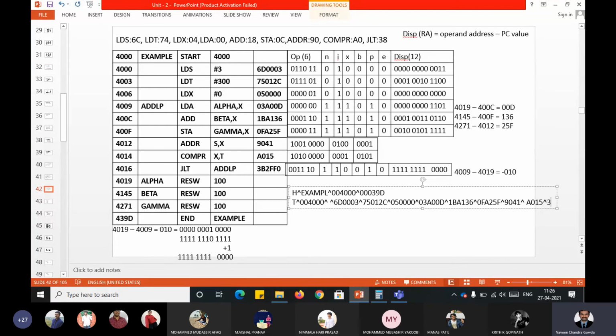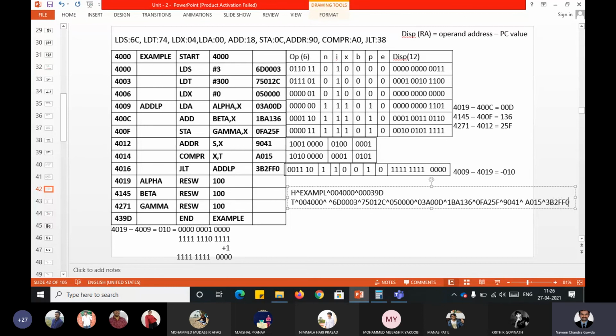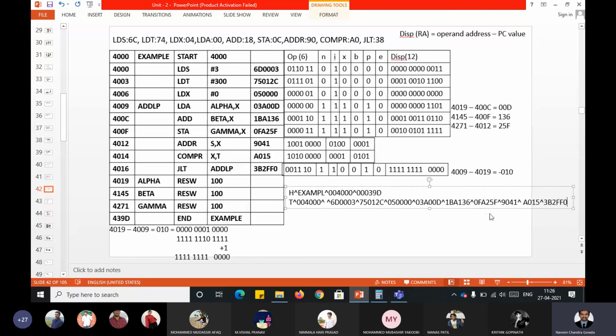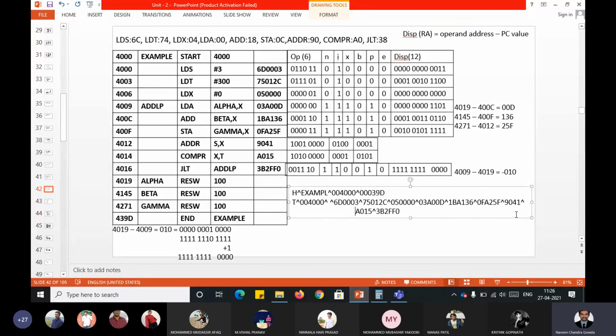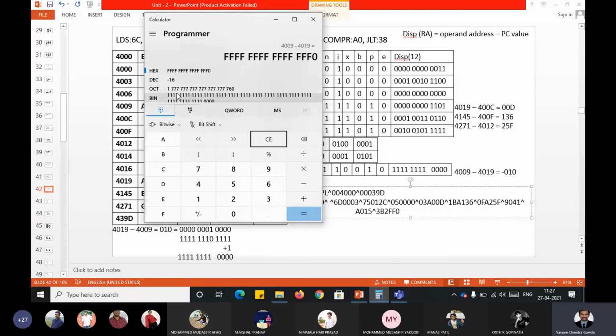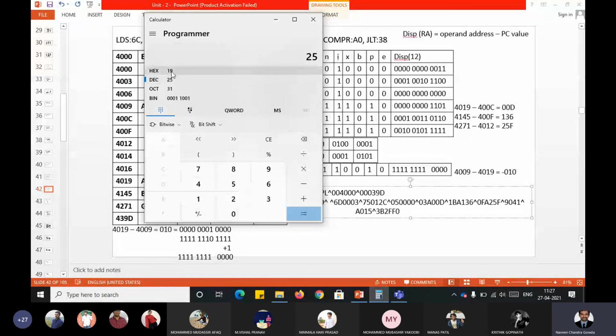Now if you want to find the length, you can find it normally, or you can also find it based on the addresses. The normal way is just to keep adding: 3 plus 3 is 6, plus 3 is 9, plus 3 is 12, plus 3 is 15, plus 3 is 18, plus 2 is 20, plus 2 is 22, plus 3 is 25. So totally 25, but that is in decimal. In hexadecimal it is 19. So the length of the text record is 19.